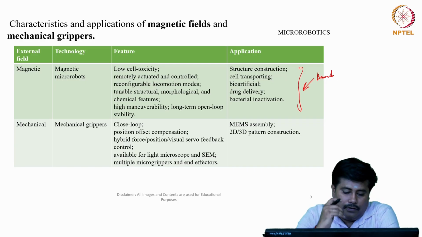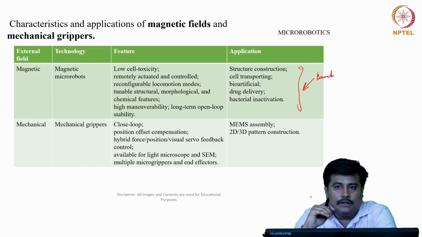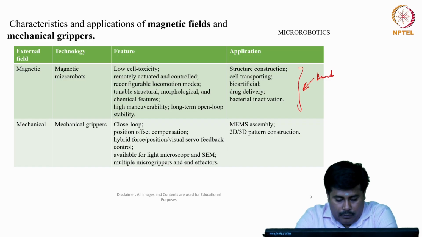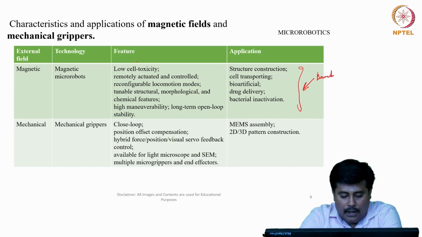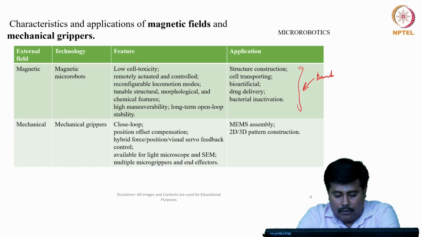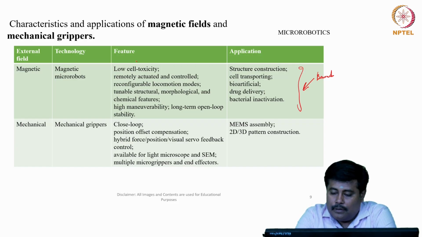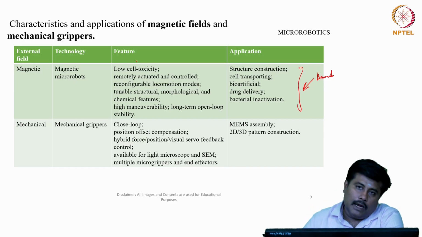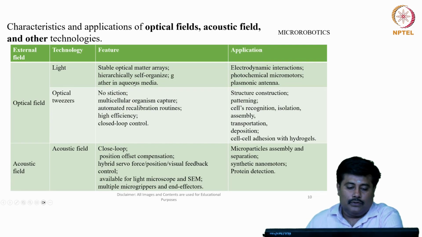Ideally, in these features, we have a closed loop system. There is position offset compensation in place, and hybrid force, position, and visual servo feedback control is exhibited here. It is available for light microscopes and scanning electron microscopes. Multiple micro grippers and end effectors can be efficiently used. From an application perspective, it is used for MEMS assembly. It is also used for 2D and 3D pattern construction. So these are some of the applications and fields where it is used.